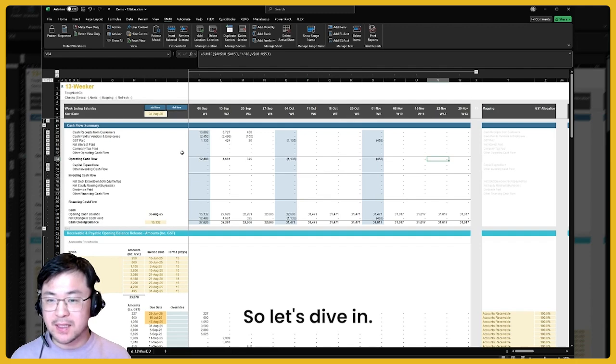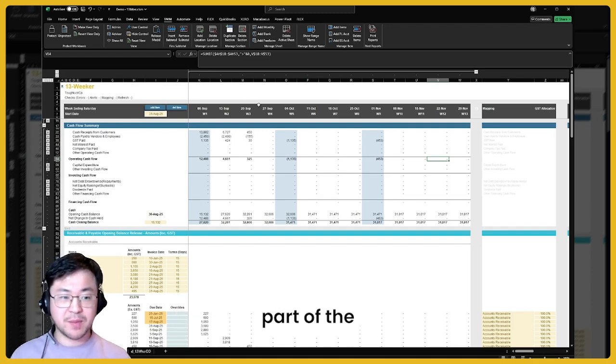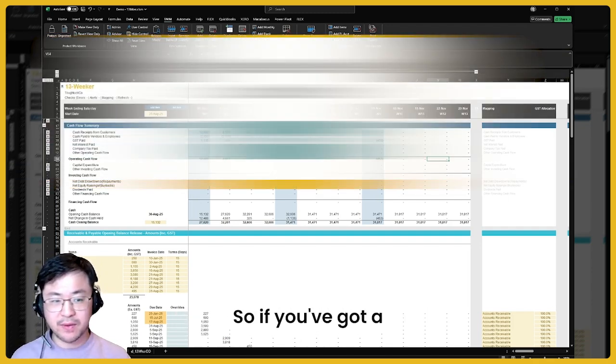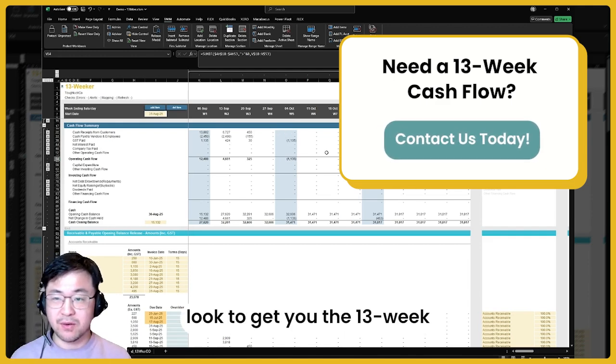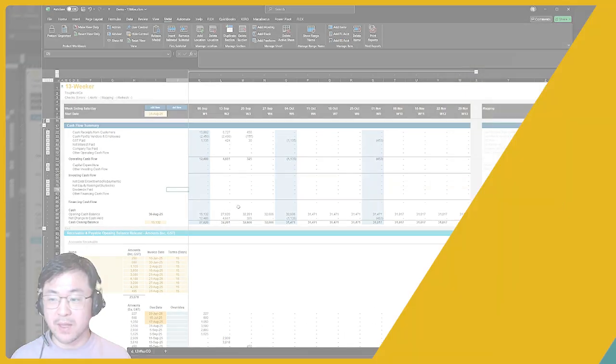So let's dive in. You'll see this is in our standard format with a core template in the background. It's actually part of the core financial model. So if you've got a core financial model, we can look to get you the 13-week cash flow as well.